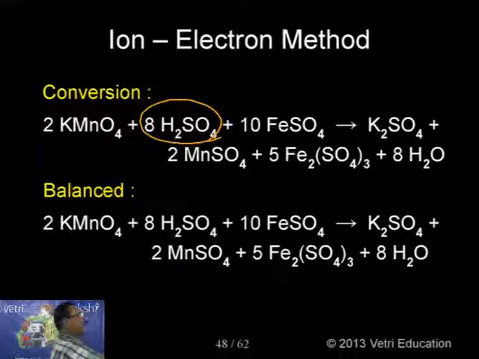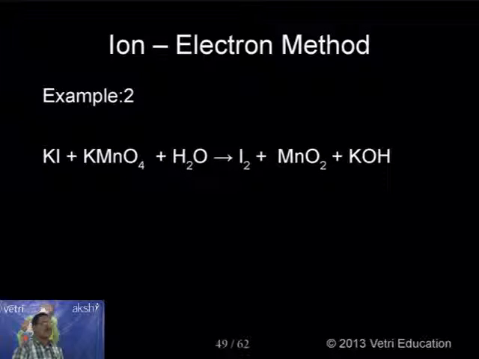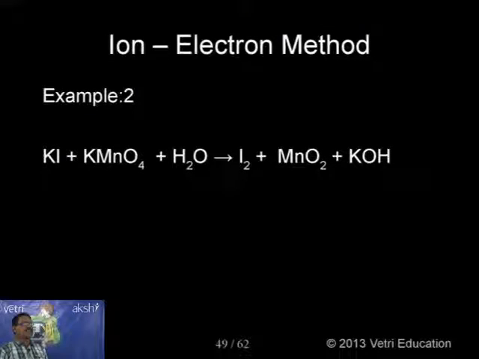Let me give one more example to give an idea for basic medium, because I have already discussed the equation. In the case of basic medium, we have to use OH minus. One important piece of information I want to give, since we are discussing equivalent mass: potassium permanganate in acid medium is molecular weight by 5, whereas in basic medium it is molecular weight by 3. This is the most interesting information in stoichiometry.